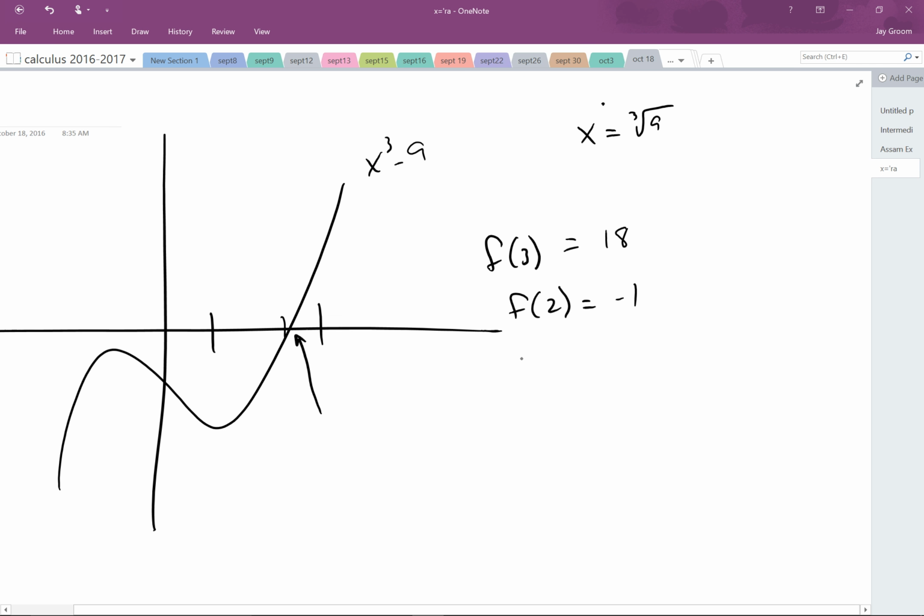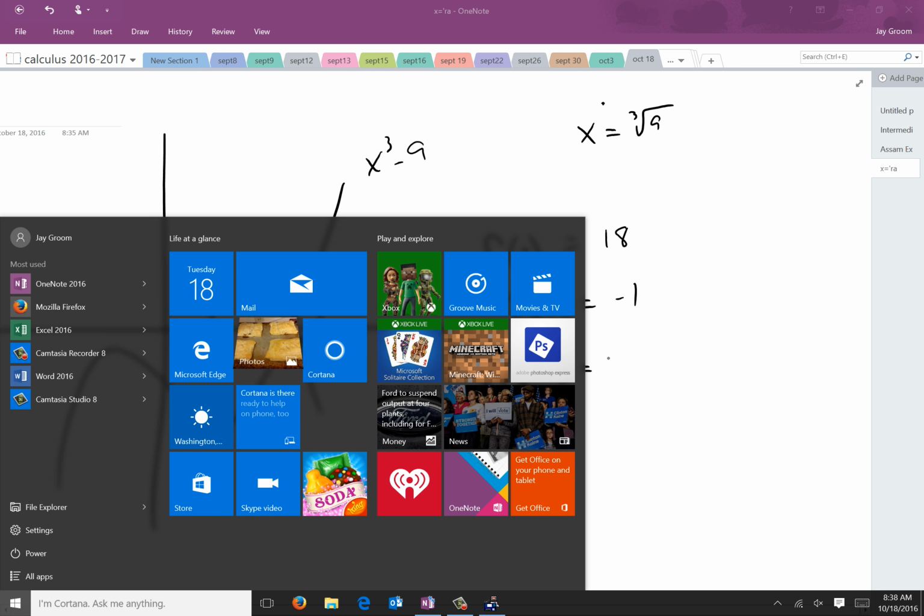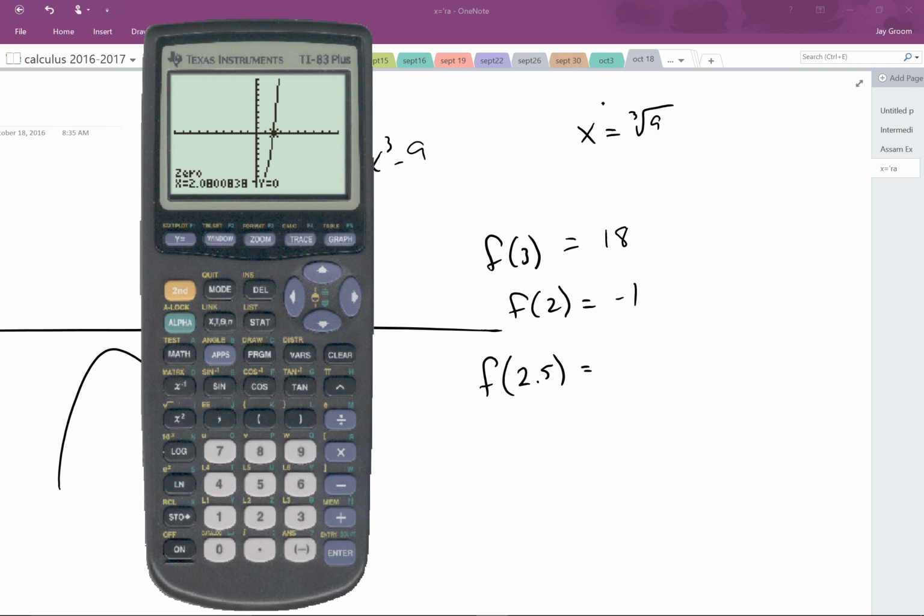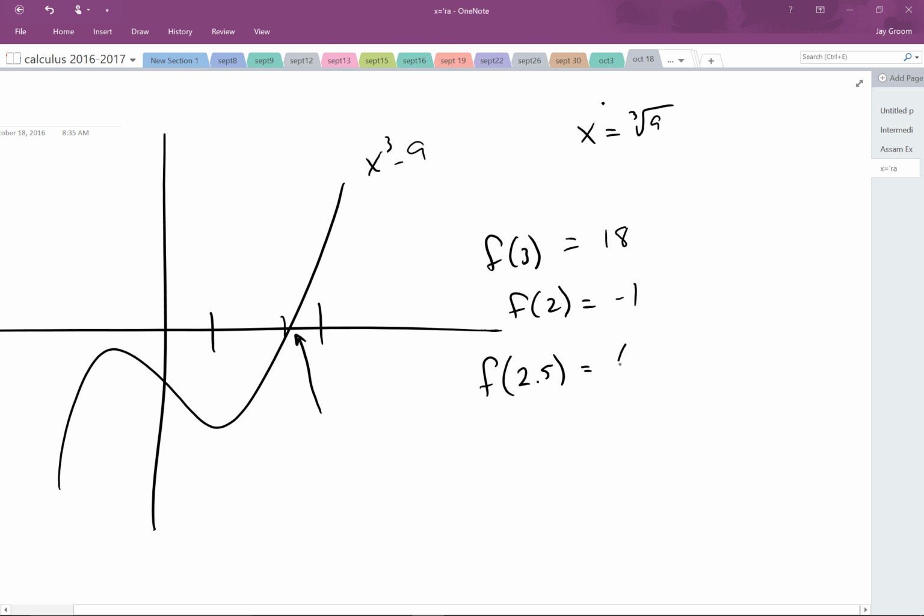Now, you could then say, well, what if I pick 2.5? I don't know. You could, I guess. So 2.5 cubed is, I have no idea. 2.5 cubed minus 9 is 6.625. Well, clearly that is still positive, so it has to be less than this.